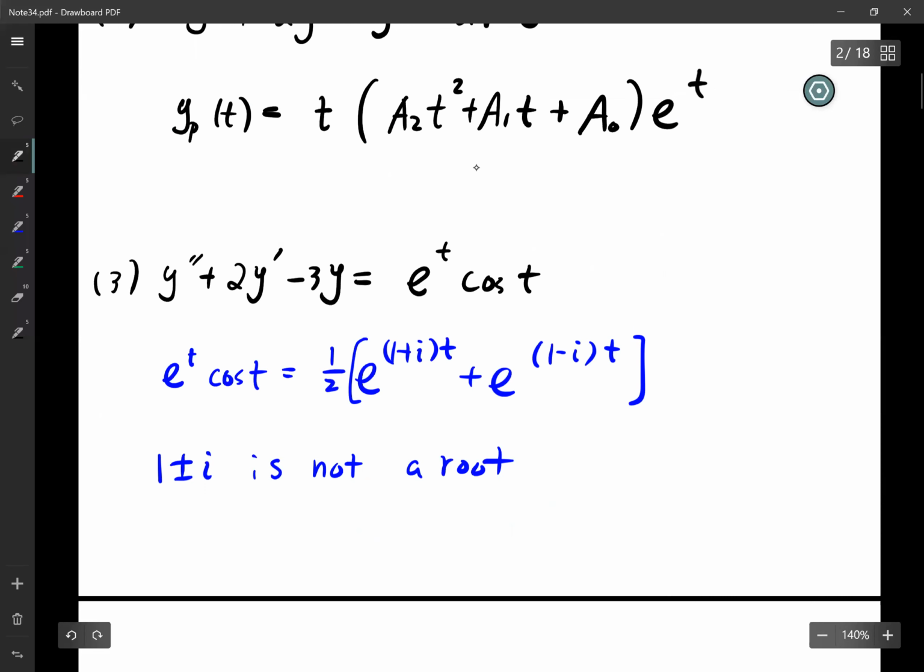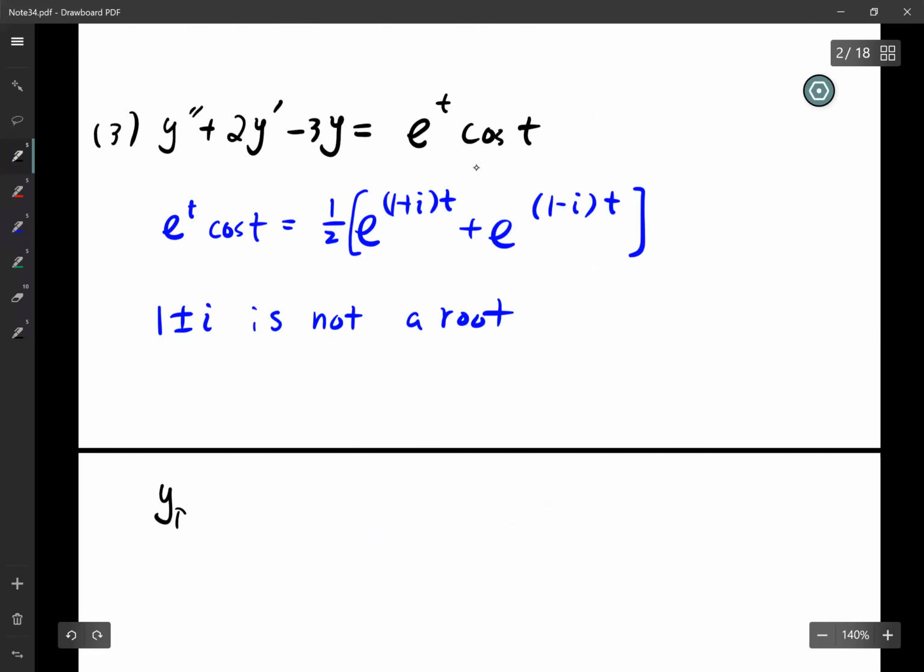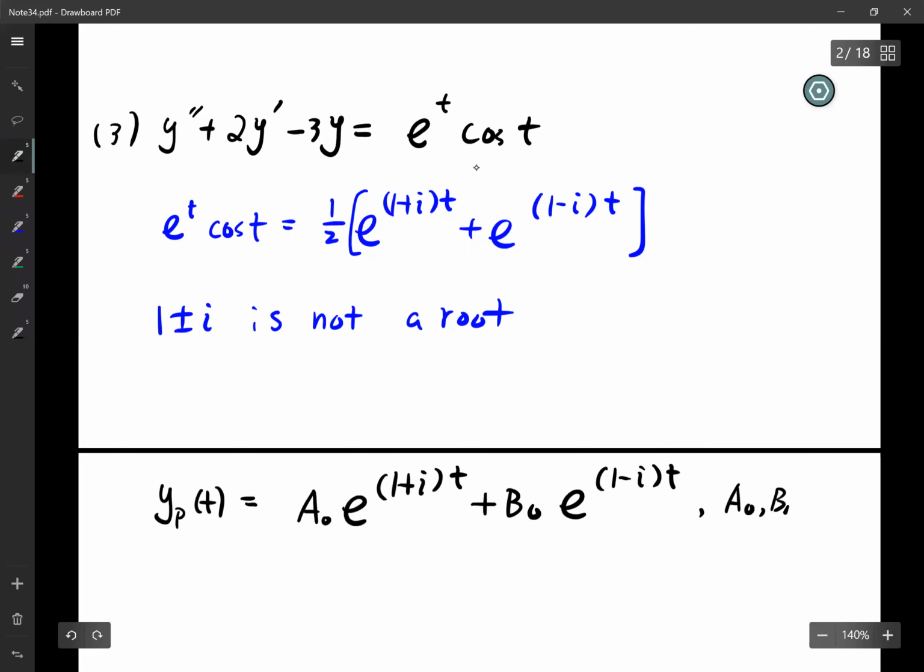Therefore, I can make a guess: y_p(t) equals a naught exponential (1 plus i)t plus b naught exponential (1 minus i)t. Here a naught and b naught are complex numbers.